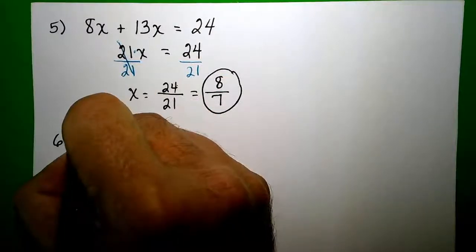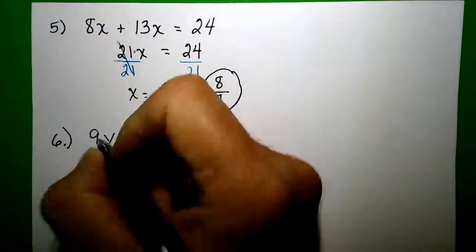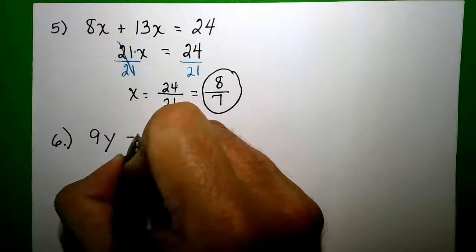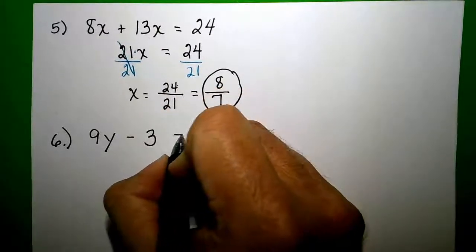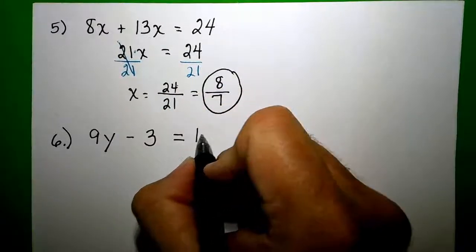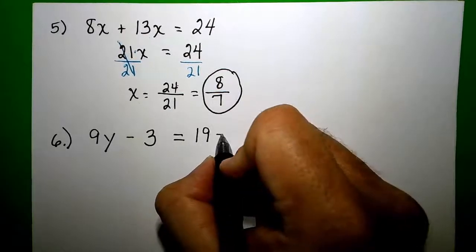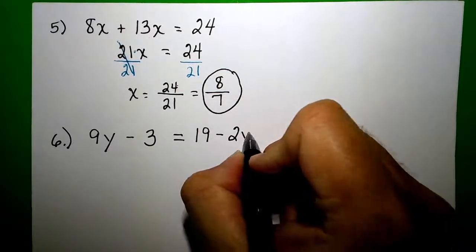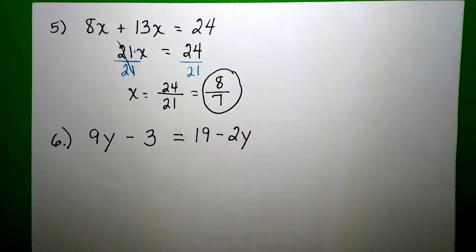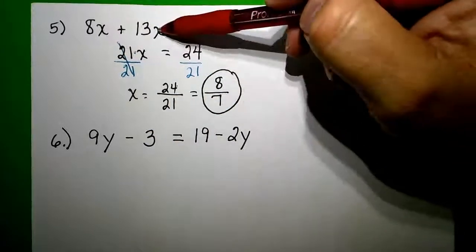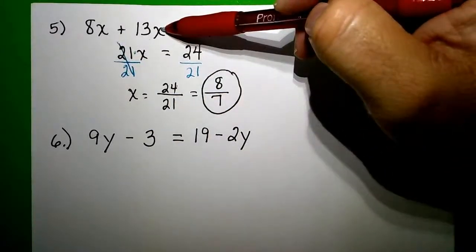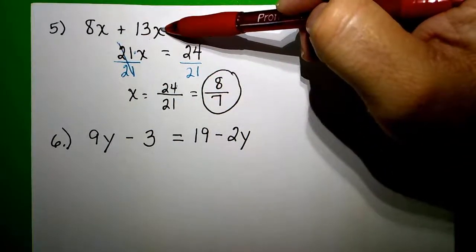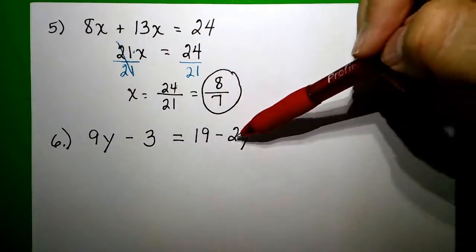Let's see, here's one. 9y minus 3 equals 19 minus 2y. Y'all see how this problem differs from the one right up above it. Up above it, the variables were on the same side. Here, the variables are on opposite sides.